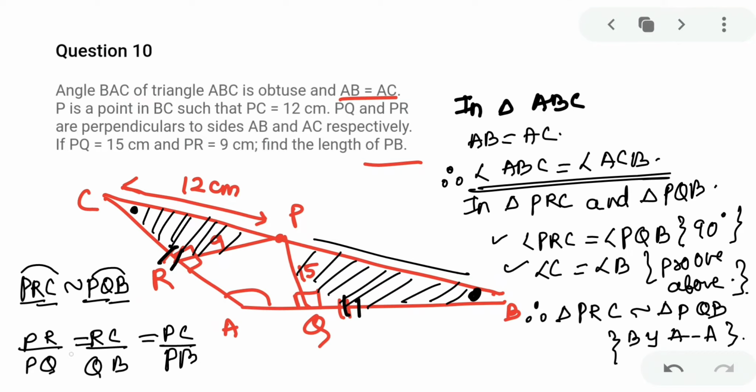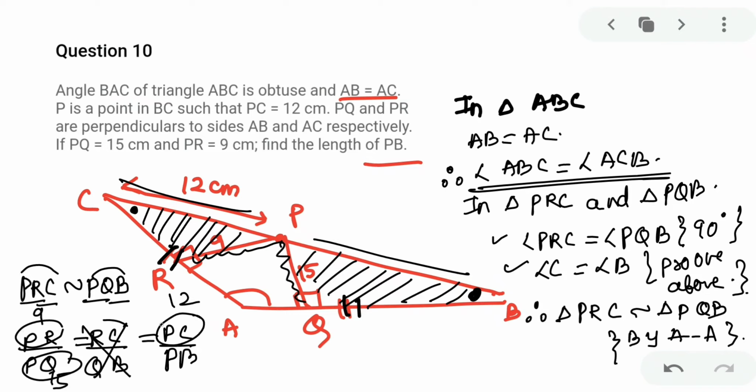And I keep saying that if your triangle naming is wrong, your sides proportionate will be wrong, and then the entire problem will go wrong. Now PR is given as 9. You can check. PR is given as 9. So we will put it here in place of PR. We can put 9. And then PQ is given 15. So in place of PQ, put 15. And PC we have 12. So in place of PC, you can put 12.